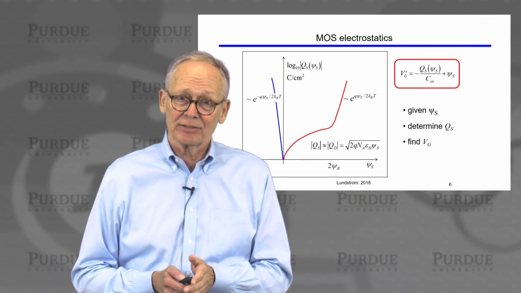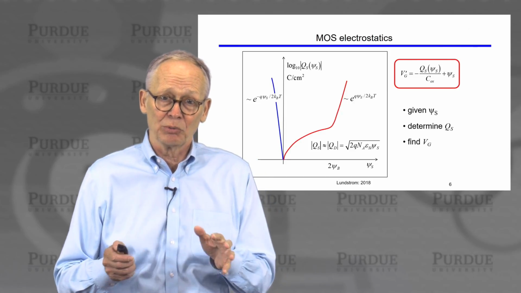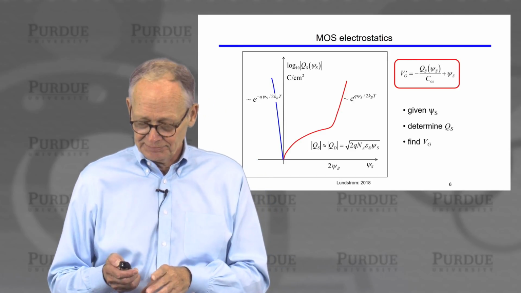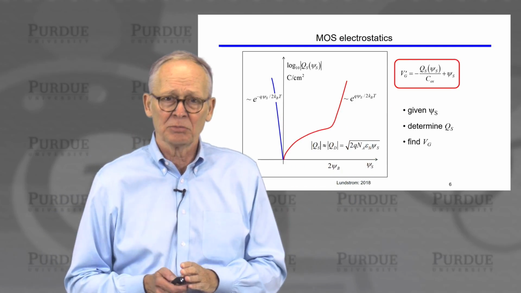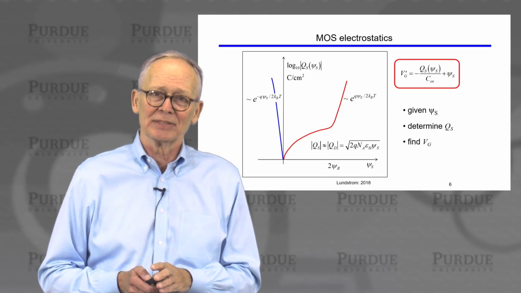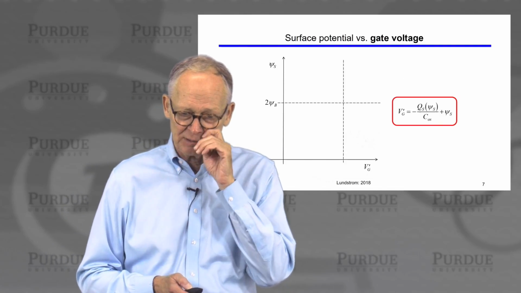If the semiconductor is in a depletion region, is depleted, then we already know how to do this quantitatively. If it's inverted or accumulated, we'd have to think about it a little bit more because we haven't yet developed these expressions for the charge in the accumulation or inversion regime.